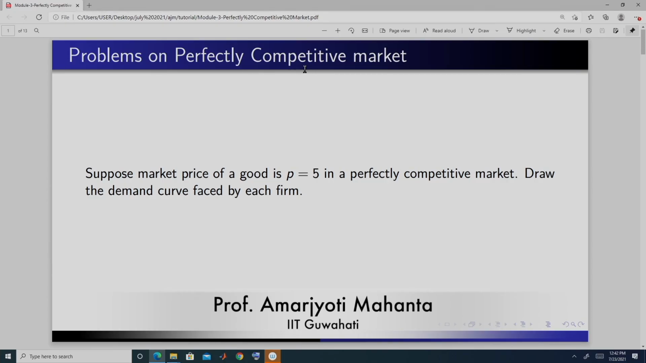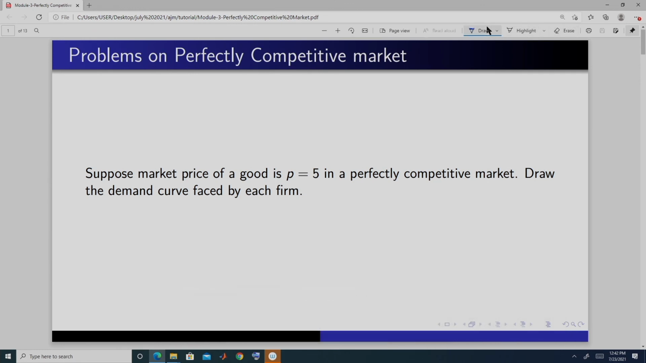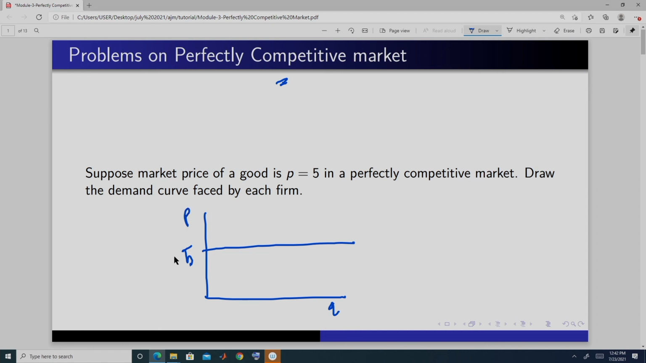So, let us discuss some problems on module 3, that is perfectly competitive market. Suppose the market price is P equal to 5. Now, what is the demand curve faced by each firm? The demand curve faced by each firm is this horizontal line at price equal to 5. This is going to be the demand curve faced by each firm, because firms are price takers.